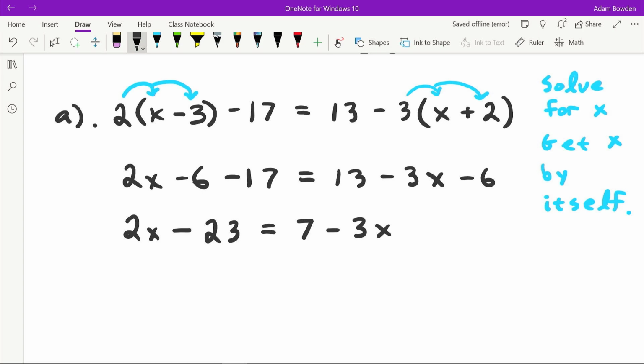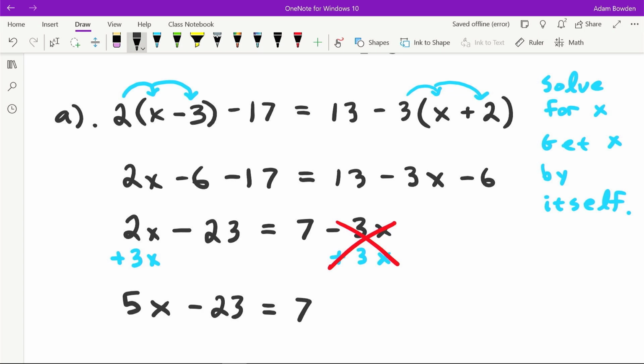Okay, and from this point, we'd like to get all the x's on one side. We could do that two different ways, but in this case, I'm going to add 3x to both sides. I'm going to add 3x to go the opposite of subtracting 3x. So negative 3x and positive 3x will go away when we put those together. On the other side, we add it with the 2x to get 5x - 23 = 7.